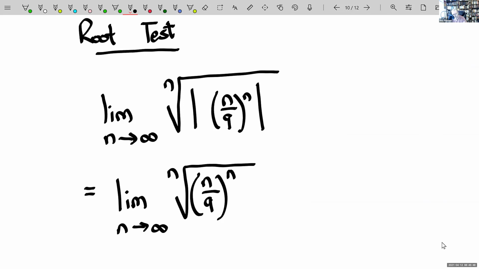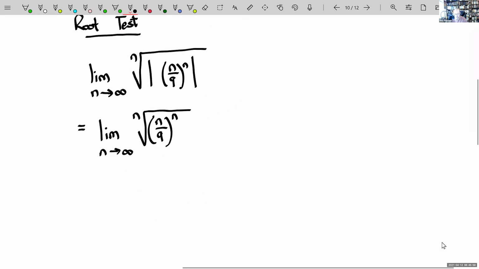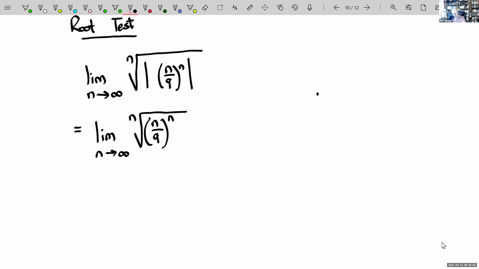However, I could move the absolute values on the outside if I wanted to, but there's no real need to do that here. Okay. So the other thing to note is the nth root of the nth power, just like the square root of x squared, that will always return the absolute value of the argument.